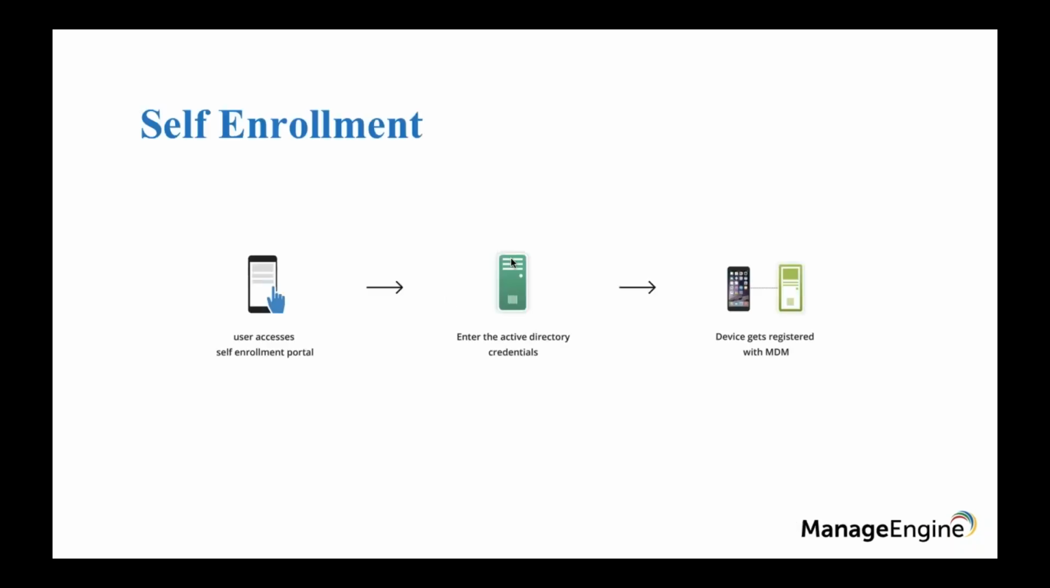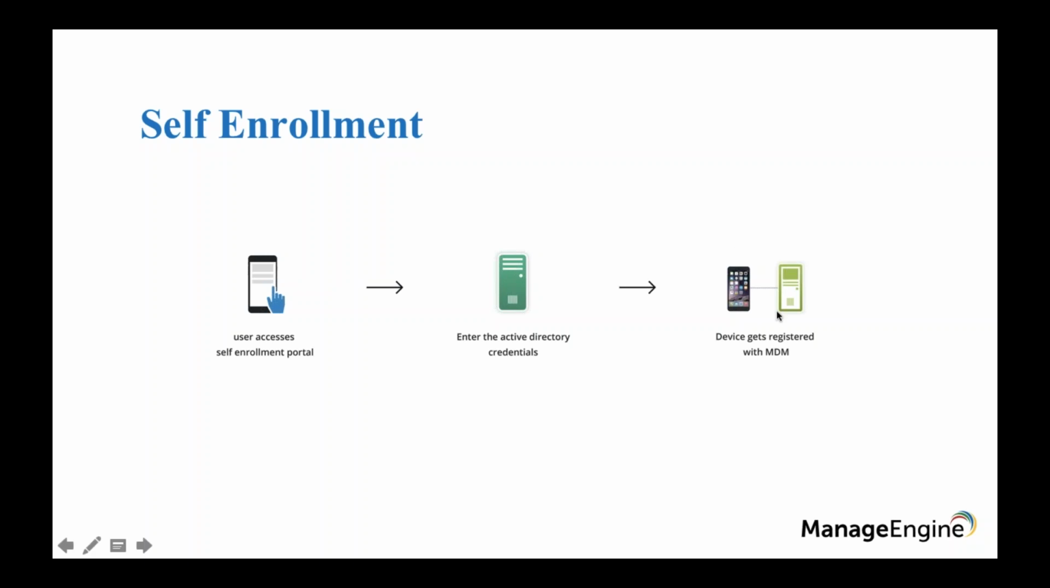But as an IT administrator, I do not want to keep sending invites every time a device is to be enrolled. I want to leave the enrollment process in the hands of my users. So in that case, I can make use of the self-enrollment method. Here, what happens is that the user accesses the self-enrollment portal from the device he wants to enroll. He will then use his Active Directory credentials for performing the enrollment. Once the enrollment is completed, the device gets registered with MDM.